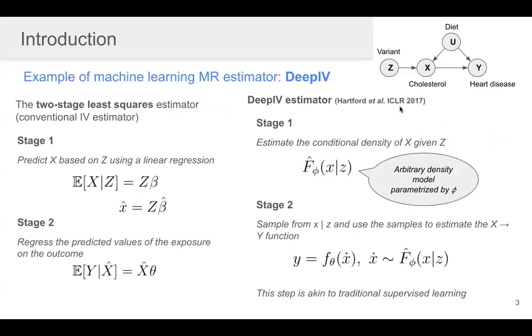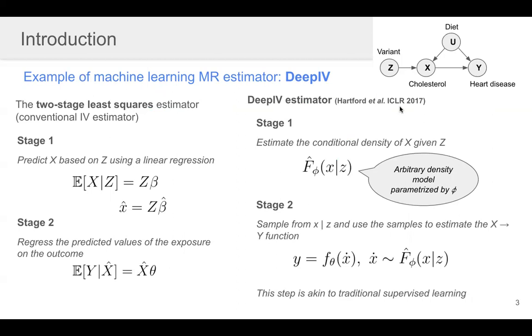The most common instrumental variable estimator is two-stage least squares. In the first stage, the conditional expectation of the exposure given the instrument is estimated. Then, this model is used to obtain predicted values of the exposure that are independent from the confounders by assumption. In the second stage, a simple regression of the outcome on the predicted exposure from the first stage allows estimating the causal effect. The DeepIV algorithm illustrated on the right side of this slide can also be used.